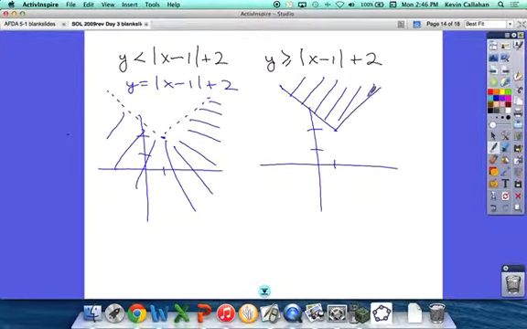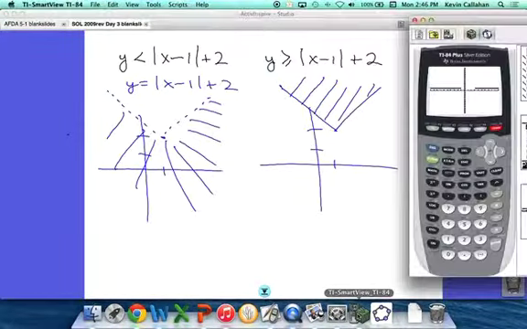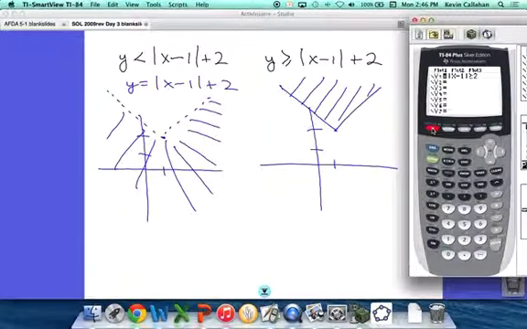Now your calculator will do that for you too. Go to the y equals. Clear. Let's say we're doing this one right there. y is less than... let's see, is that the right one to do? Yeah, we'll do it. y is less than the absolute value of x minus 1, plus 2. So now the x minus 1 plus 2 here. Alpha, window, 1. x minus 1.